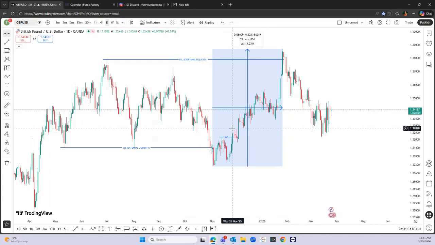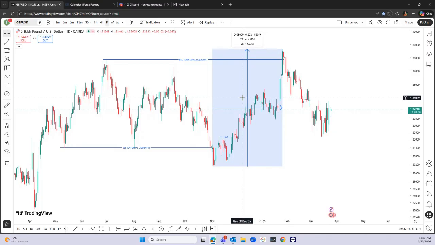This will help you answer the question, where is price likely going? And if you look at it from here, the price is likely going to this buy side liquidity. Without this understanding, you'll basically be trading blindly. You may have a valid entry, but in the wrong direction.